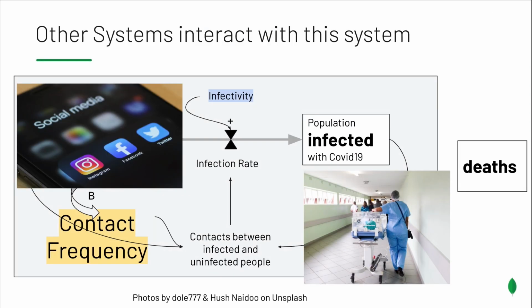And here we see other systems interacting with this system. On the left-hand side, we have social media and media in general, which can influence the contact frequency within a population. And on the right, we see a hospital system, and they're treating a percentage of those infected.